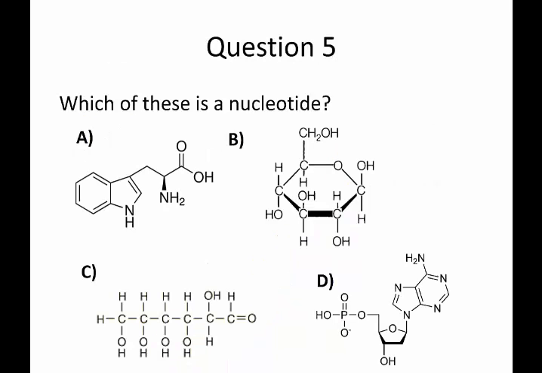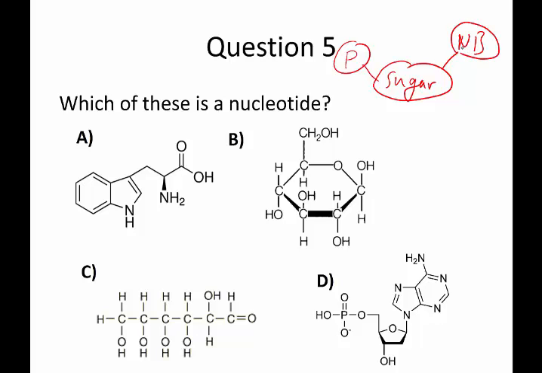So here's question 5 for Blackboard. Which of these is a nucleotide? So now that you've taken a chance to answer that question, let's go over the answer. Again, you want to remember the three parts of a nucleotide. There's the phosphate group, there's the sugar, and then you have the nitrogenous base.